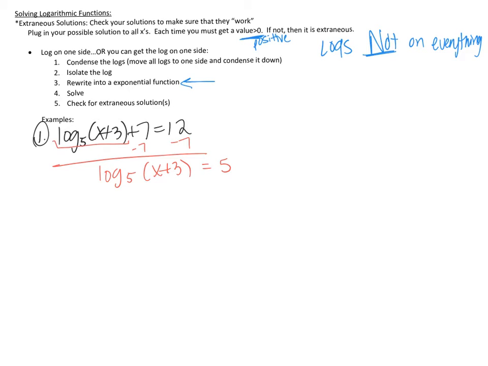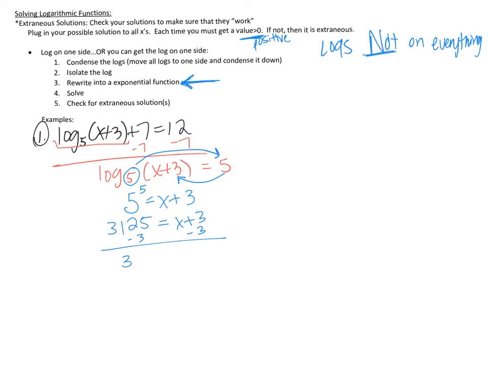Now that the log is isolated, I want to rewrite it as an exponential function. Remember, when we rewrite, I'm going to take the base of the log, raise it to that 5th power, and set it equal to x plus 3. So now 5 to the 5th is 3,125, which equals x plus 3, and then I'll continue to solve by subtracting the 3. So I would get 3,122 equals x. So I've now solved it.